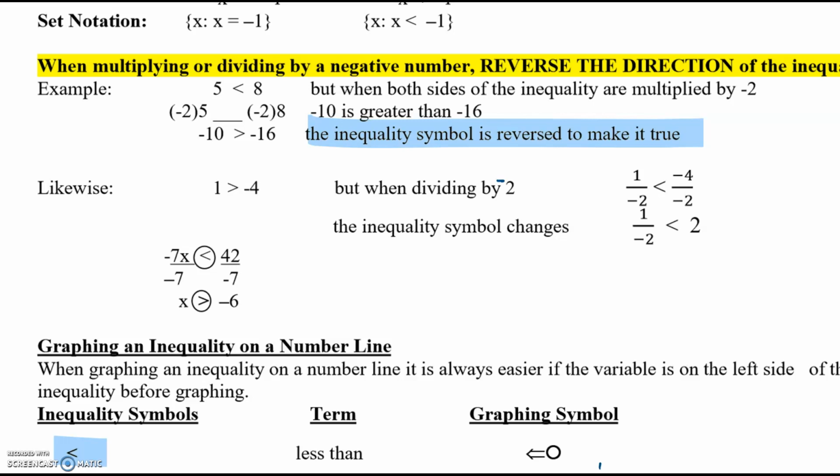Likewise, if I have 1 is greater than -4, if I went and divided both sides by -2, I would get -1/2, and that is not greater than +2. So I have to switch the inequality and make it -1/2 is less than 2. And they did a final example there by showing you -7x is less than 42, but when they divided by -7 to get x by itself, it became greater than -6.